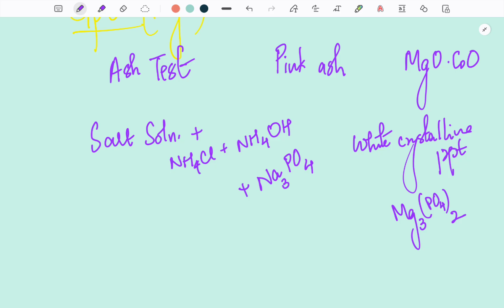Instead of sodium phosphate, you can actually even use ammonium phosphate. It will give the same result. With that, we come to the end of the confirmatory tests and the salt analysis. However, I will be doing a 5th part soon, where I will be discussing viva questions for salt analysis. But with this, we are done with the procedure of the salt analysis experiment.